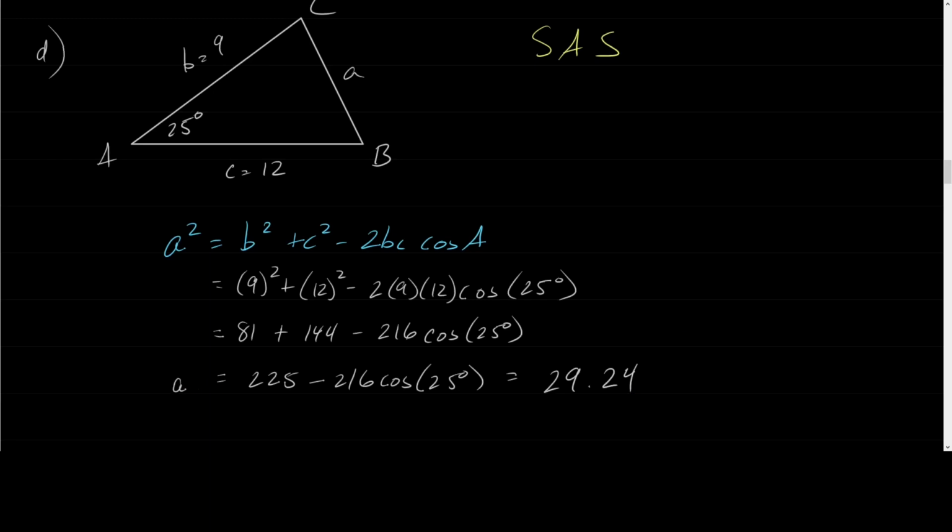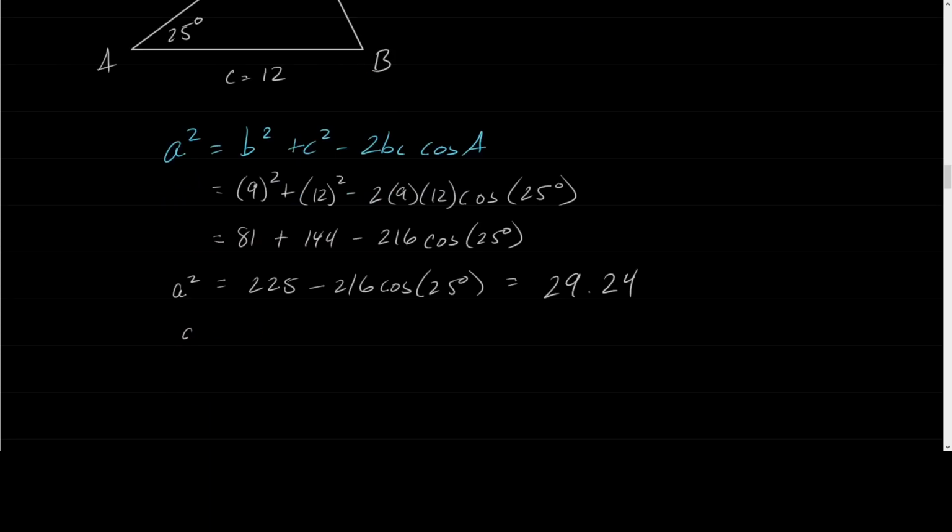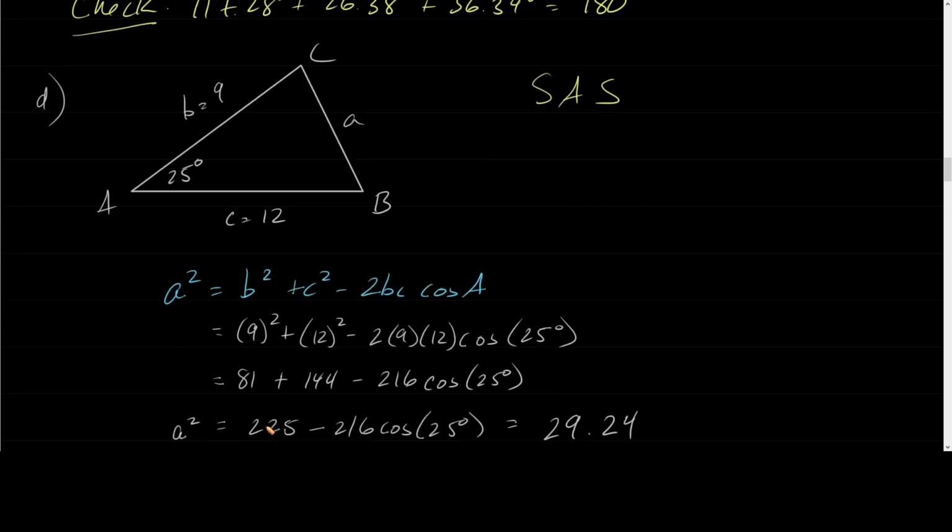All right. That would be a squared. But I don't care about a squared. I care about a, right? So since a squared is equal to 29.24, that tells me that a will be the square root of that. So the square root of 29.24 is 5.4074, but I've been rounding everything to 2 decimal places, so let's go ahead and just do 5.41. Now we've got that side, so this is approximately 5.41.